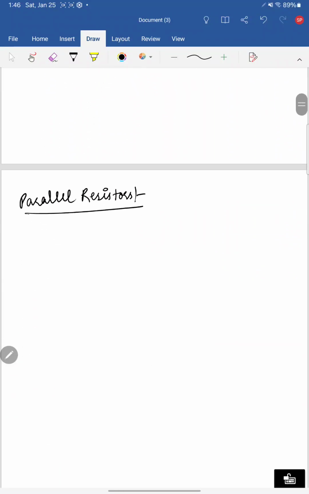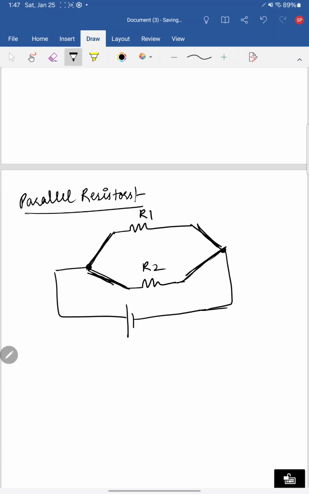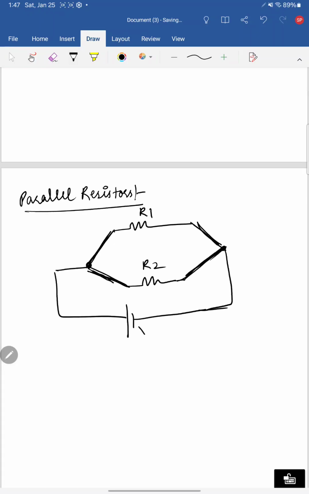Next we'll see the circuit when the resistors are connected in parallel. So if this is R1 and this is R2 and they are connected in parallel, how do we know that they are connected in parallel? Because both their ends are connected to each other, right? This end of R1 and this end of R2 are connected to each other, and this end of R1 and this end of R2 are also connected to each other. So if the circuit is in this combination, it is known as a parallel circuit.